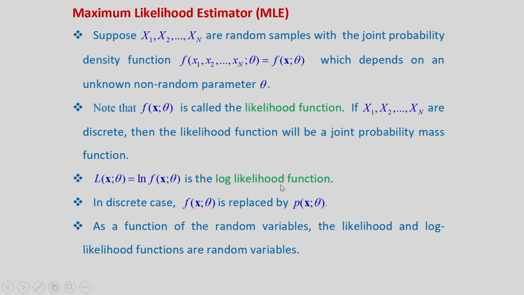Now, as f of x theta and p of x theta are functions of x, and when these x are varying, we can consider this to be a function of random variables. Similarly, this is also a function of random variables. Therefore, the likelihood and log likelihood functions are also random variables when we consider varying x.